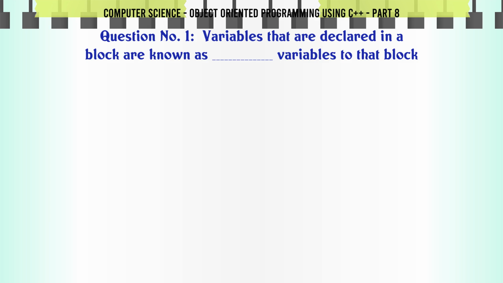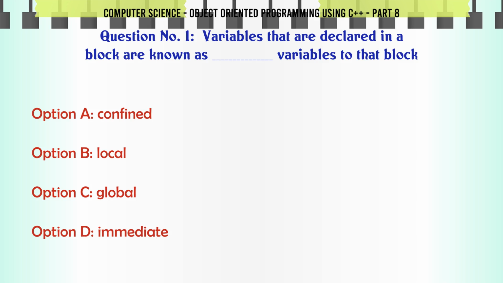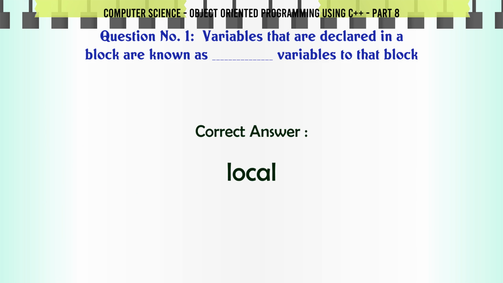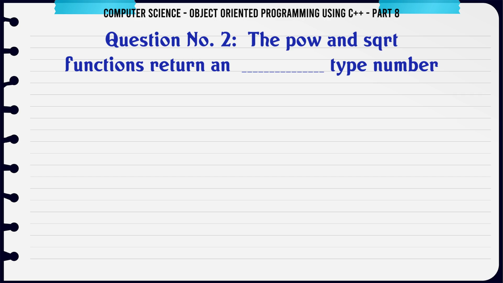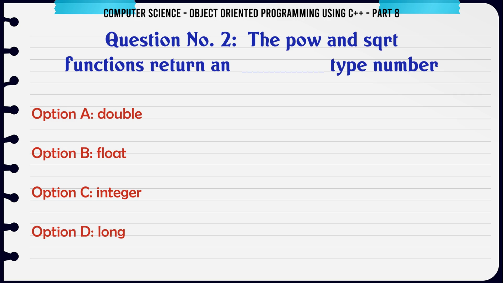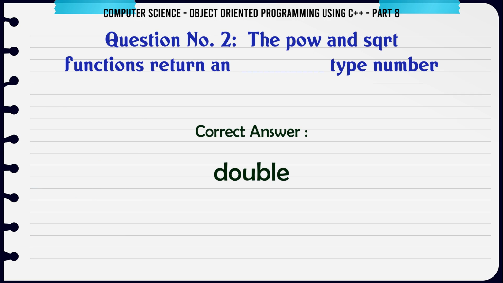Variables that are declared in a block are known as variables to that block. A. Confined. B. Local. C. Global. D. Immediate. The correct answer is local. The pow and sqrt functions return a type number. A. Double. B. Float. C. Integer. D. Long. The correct answer is double.